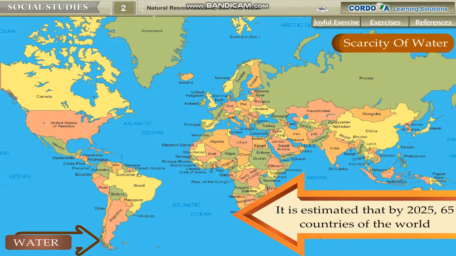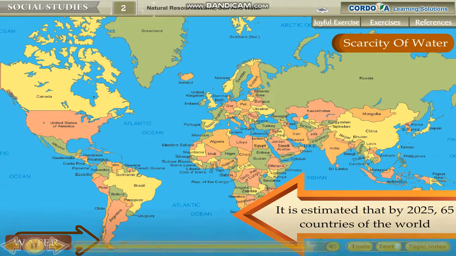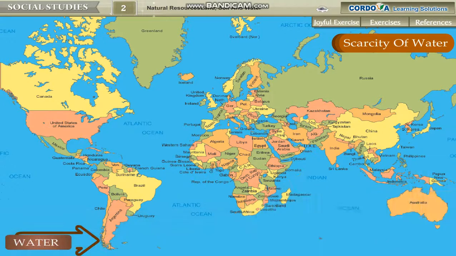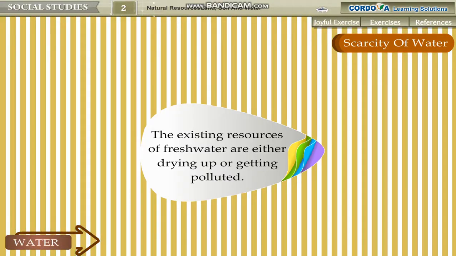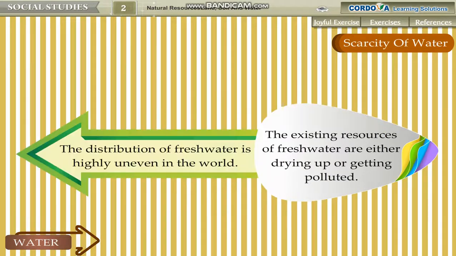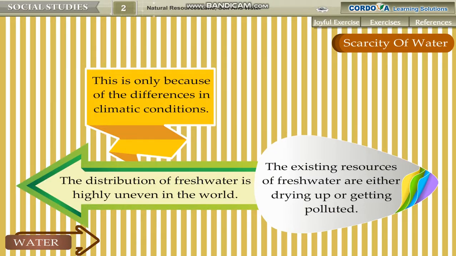It is estimated that by 2025, 65 countries of the world, including India, Korea, Nigeria, Peru and Poland will face shortage of water in the near future. The existing resources of fresh water are either drying up or getting polluted. The distribution of fresh water is highly uneven in the world. This is only because of the differences in climatic conditions.